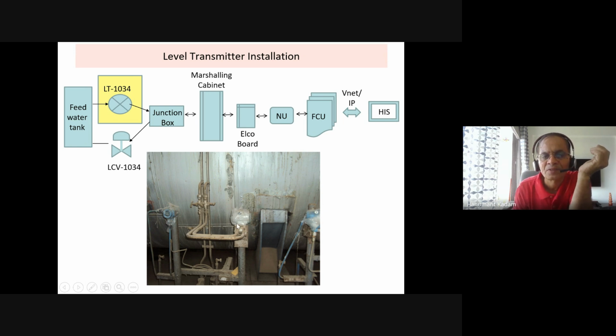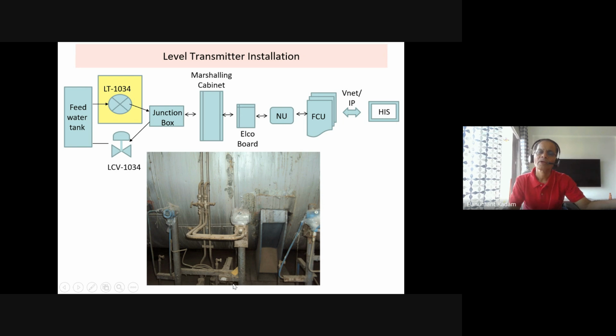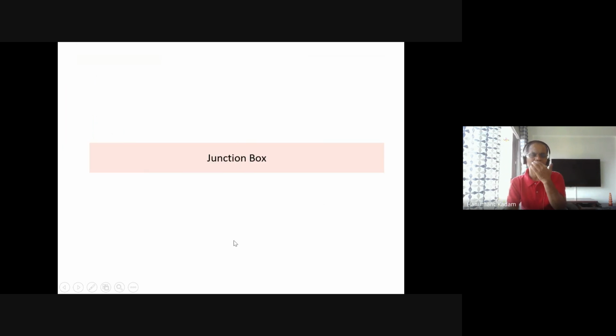This transmitter is polythene covered, so you cannot see it clearly, but the transmitter is here, right? I'm talking about the LT, because we are talking about LIC1034, the level control loop of this. So this is a transmitter.